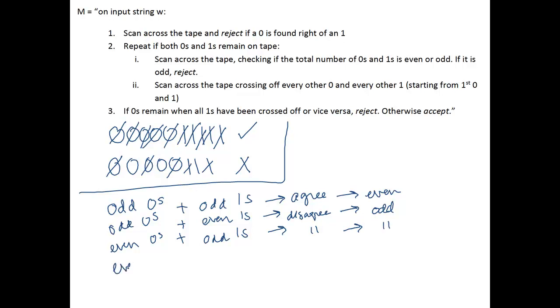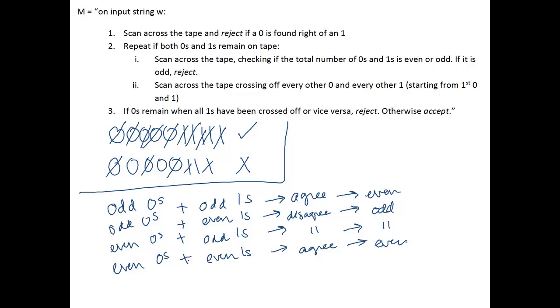An even plus an odd is odd. And then if I have even zeros and even ones, they're going to agree, which also means they're giving me an even number. Okay, so stage 2 is checking that the number of zeros and ones remaining have the same parity. Okay, at each time after we've crossed off in 2i, when we come back up, what's remaining still agrees.